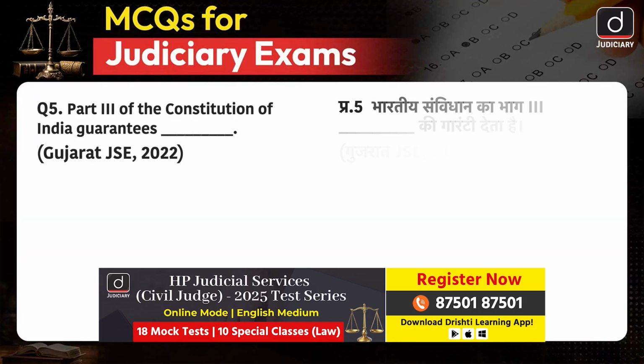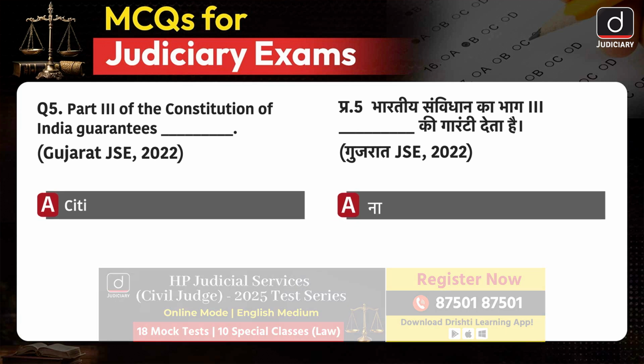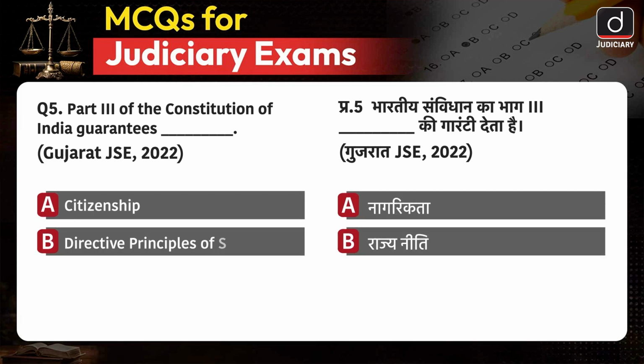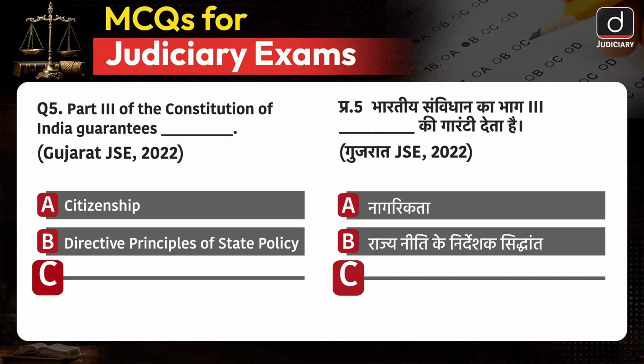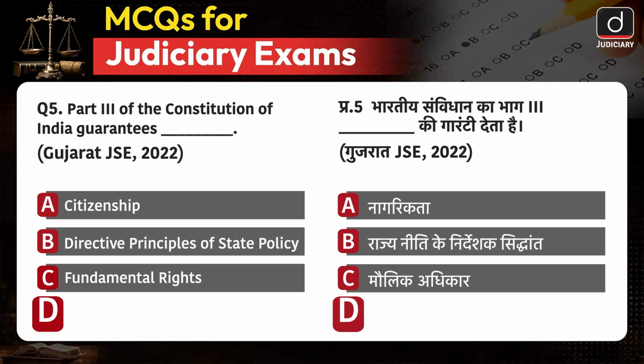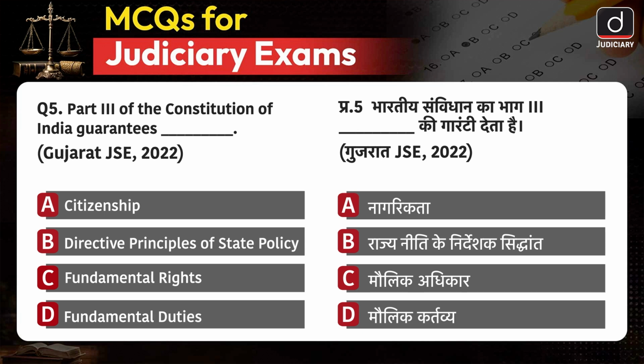Last question is, Part 3 of the Constitution of India guarantees: option A, citizenship. Option B, directive principles of state policy. Option C, fundamental rights. Option D, fundamental duties. The correct answer is option C, fundamental rights.